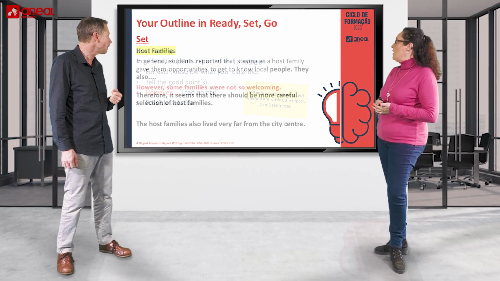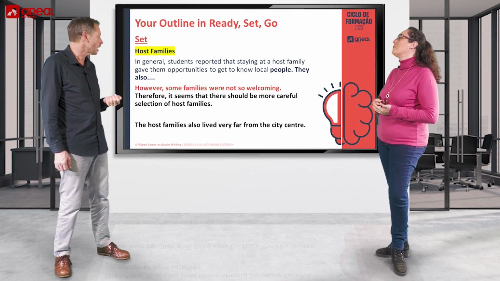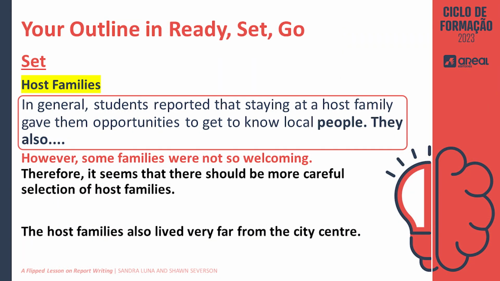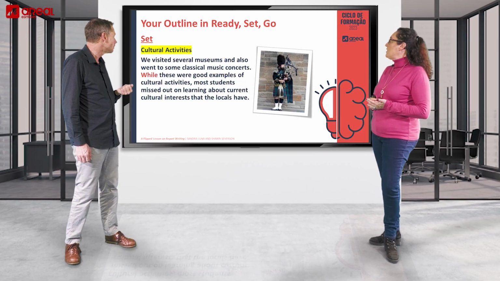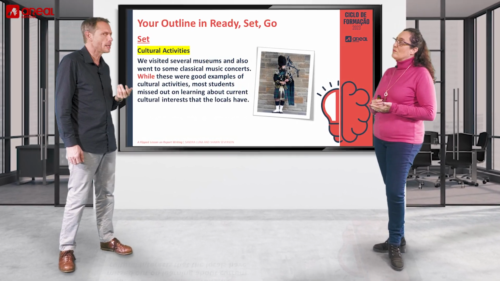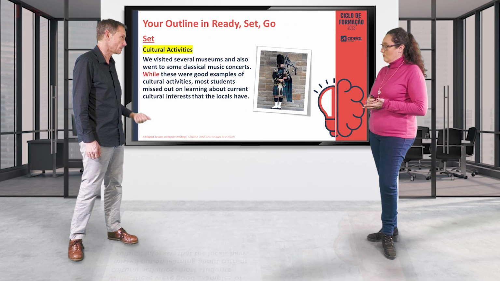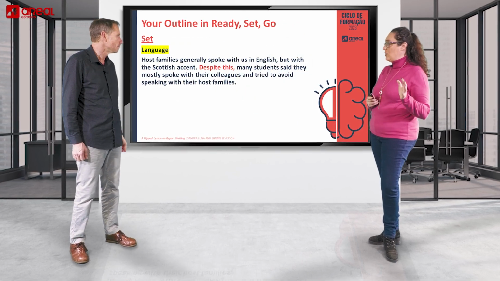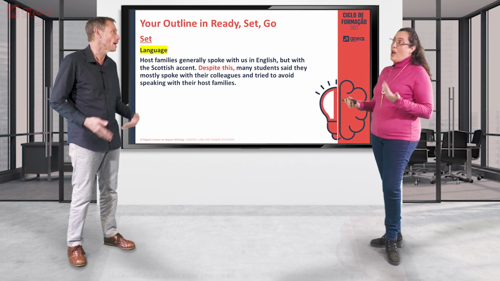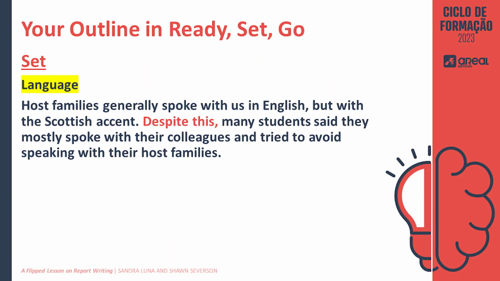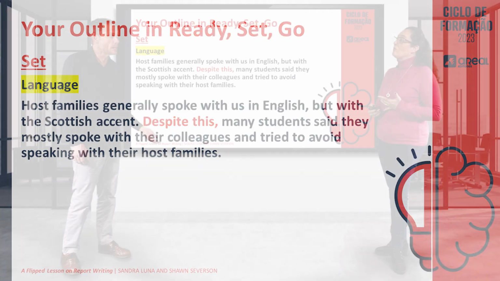Exactly right. So here are some examples. Let's start talking about a host family. So in general, students reported that staying in a host family gave them opportunities to get to know about the local people. What if it's cultural activities? Well, for cultural activities, they might talk about the things they did. For example, we visited several museums and also went to some classical music concerts. And the last heading is going to be about language. I describe what I learned in terms of the language. Then I might also talk about some bad things. For example, however, I didn't learn as much as I wanted to, or something like this.